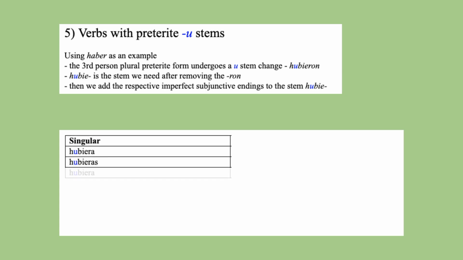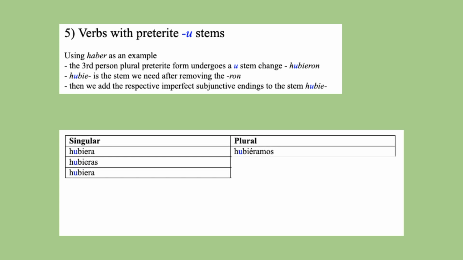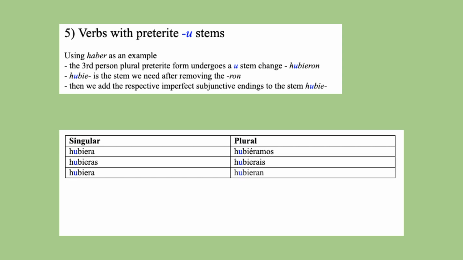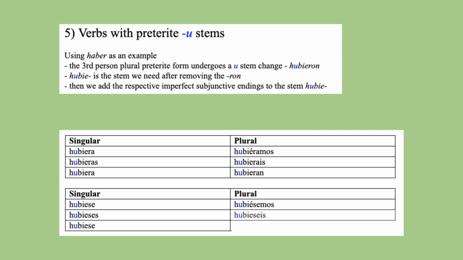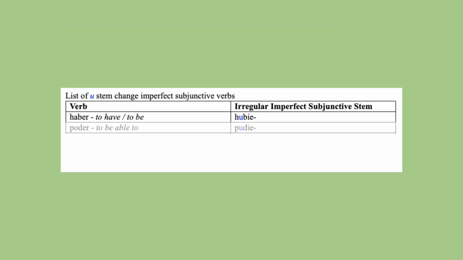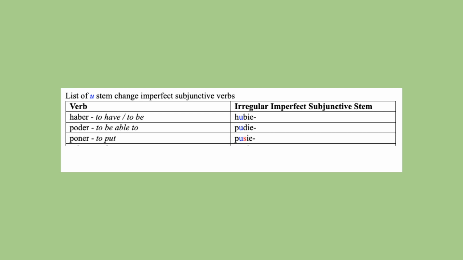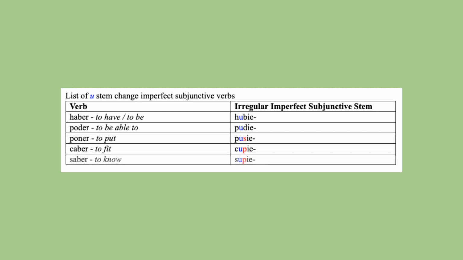Hubiera, hubieras, hubiera, hubiéramos, hubierais, hubieran. Hubiese, hubieses, hubiese, hubiésemos, hubieseis, hubiesen. These are the imperfect subjunctive stems for those verbs with a preterite U stem change.